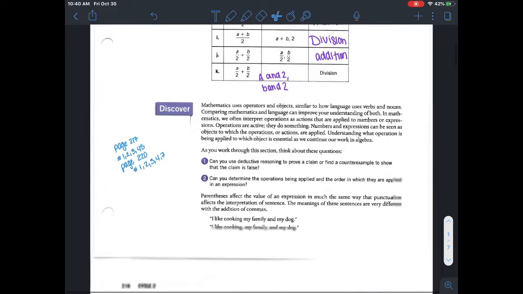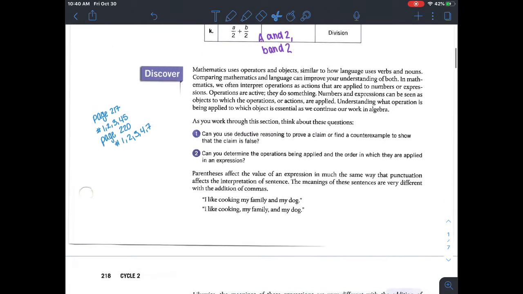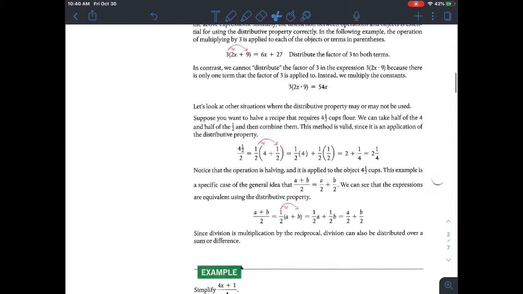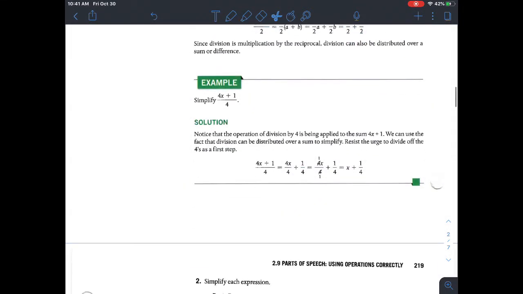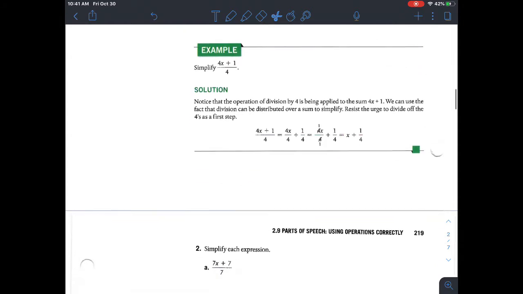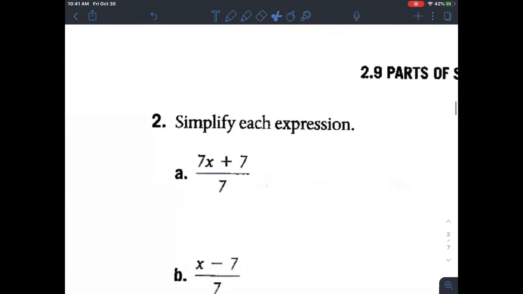Okay, moving right along. Question number 2. Some notes if you need some help on these. And then the example at the bottom of page 218 is a great example of what we're specifically doing for question number 2. So take a look at that if you get confused by anything that I'm saying. So we need to simplify each expression.